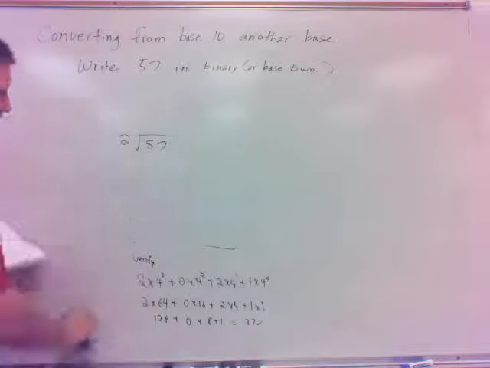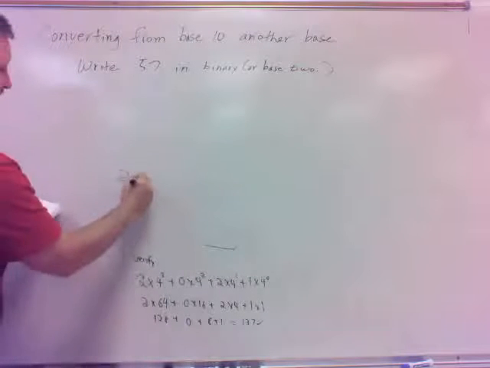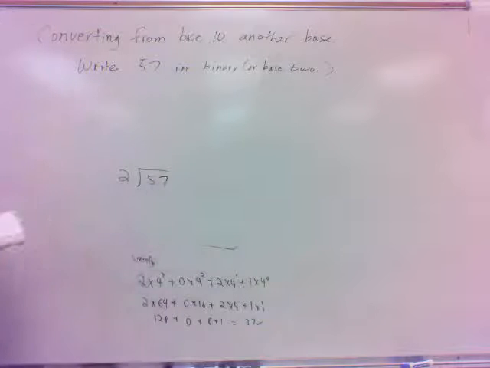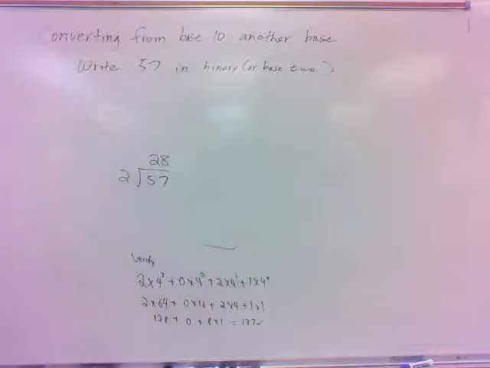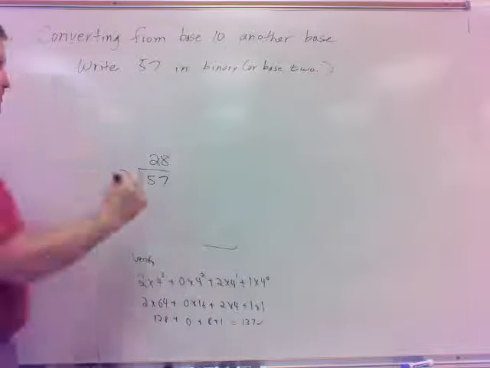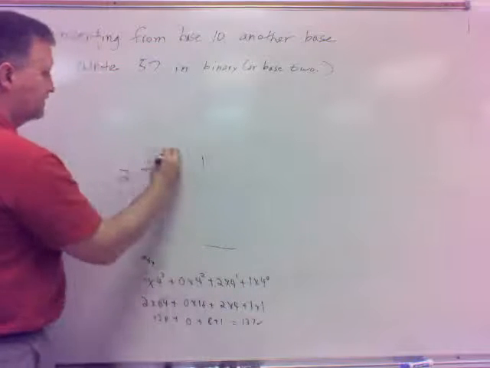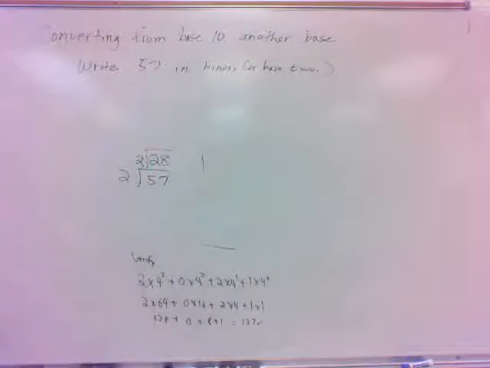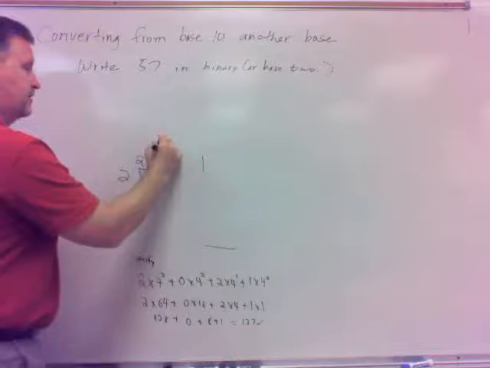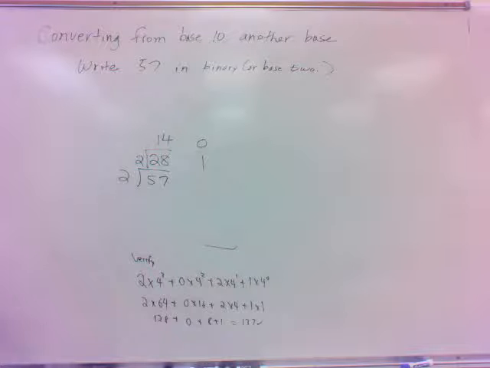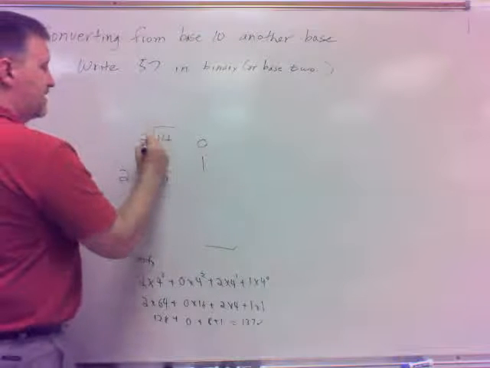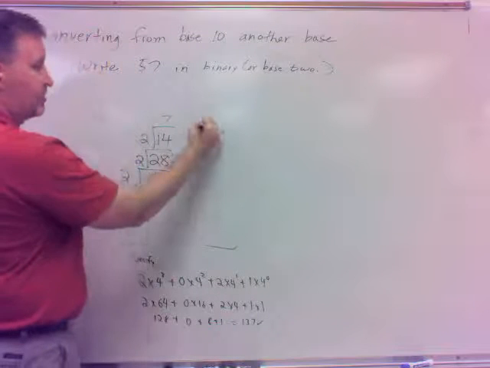And I should drop down a little lower. Actually, that's going to take more than you think. 2 divided into 57, how many times? It goes 28. 2 times 28 is 56, so I have a remainder of 1. Divide 28 by 2, it goes 14 times. What's the remainder? 0. So I put 0 over there to the side. Same thing on 14. Divide it by 2, it goes evenly 7 times, 0 remainder.